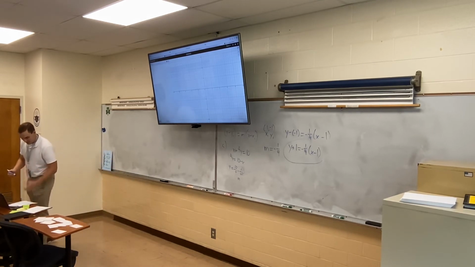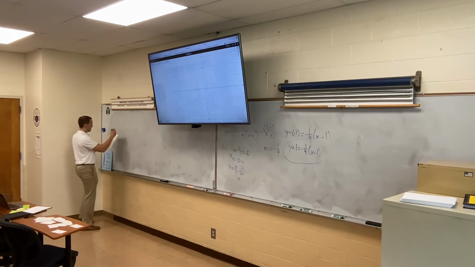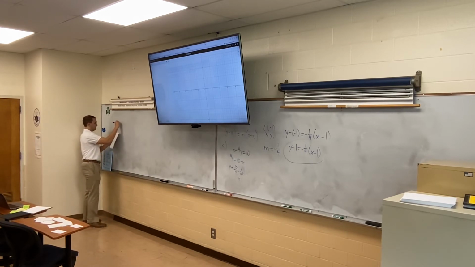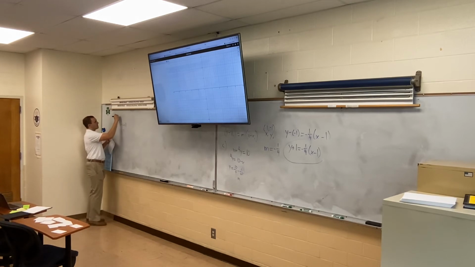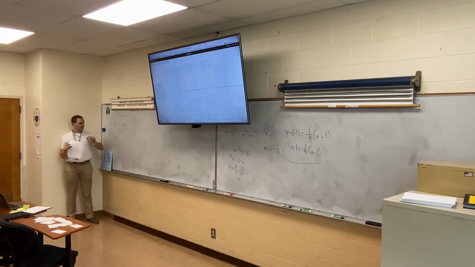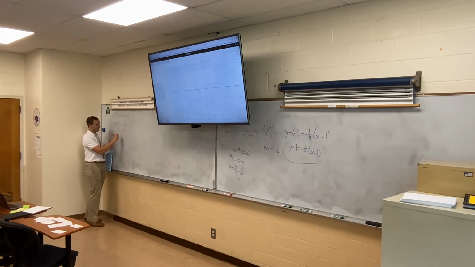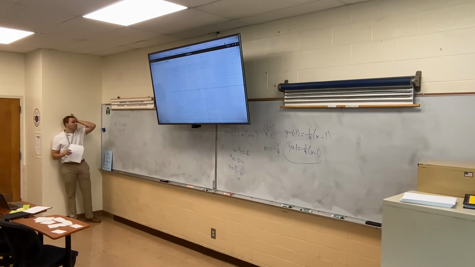Part D, perpendicular to 2x minus 6y equals 8, contains (-3, 7). Okay? So point slope form, y minus y1 equals m times x minus x1. Do I have my x1 and y1? Yes, I do. I've got x1 right here, y1 right here. I just need my slope, right? I don't know my slope. Uh-oh, what's my slope? How am I going to find that?